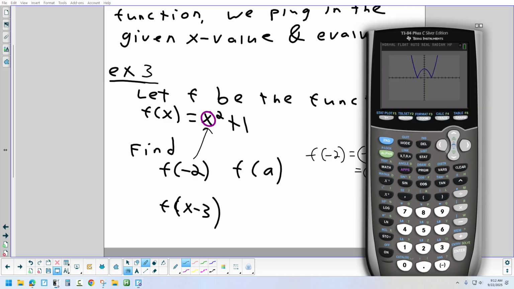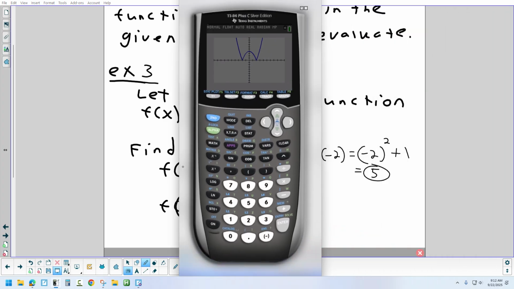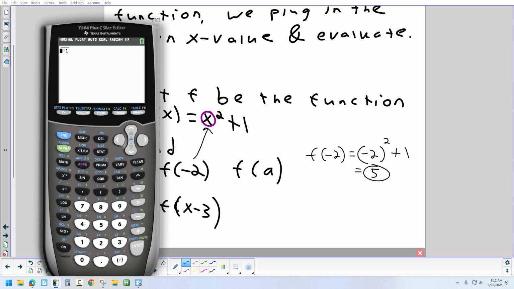Now let's try it on the calculator. And again, this is to show you a couple things. First of all, reminder, when you type in a negative number, a negative is below the 3. The negative is not over on the right-hand side. That's a subtraction sign. Okay, so negative 2 squared plus 1. Perfect. Gives me 5.